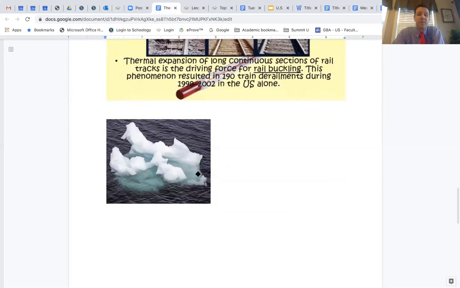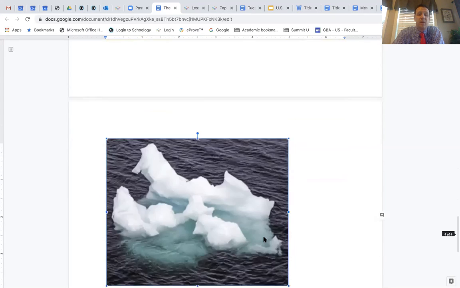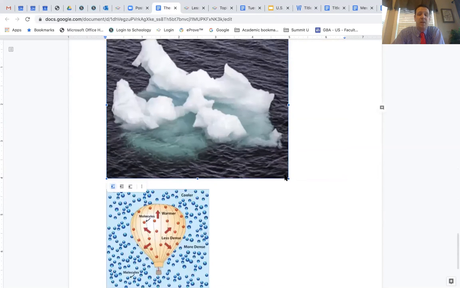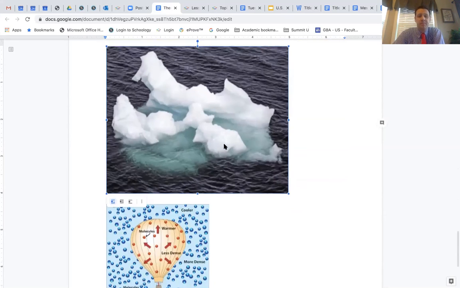Now here, I should make this larger, but here is a picture of a glacier. Glaciers are made of, well, sorry, that's not a glacier. That is an iceberg. Icebergs come off of glaciers. Glaciers are huge. Icebergs are big, but not as big as a glacier.